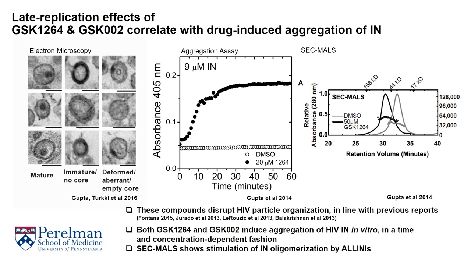This apparent open polymerization can readily be replicated in vitro using purified protein and drug, and monitored using a simple turbidity assay shown in the middle panel. On the y-axis is absorbance at 405 nanometers, and on the x-axis is time. What you can see is turbidity, that is the aggregation of the protein, can be monitored at this absorbance. This can also be monitored by SEC-MALS, where the stimulation of integrase oligomerization by the all-INEs can be observed when protein is treated with small molecule, here being stimulated from a monomeric to a dimeric form with GSK-1264.